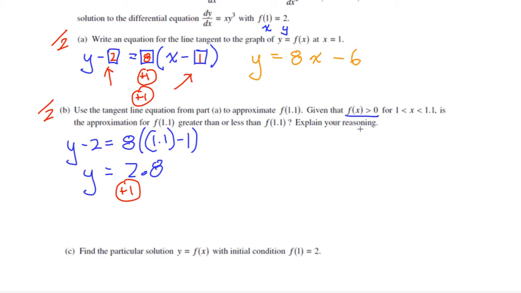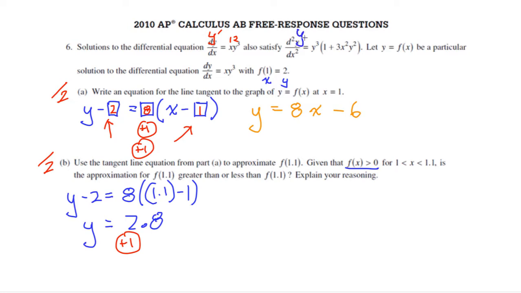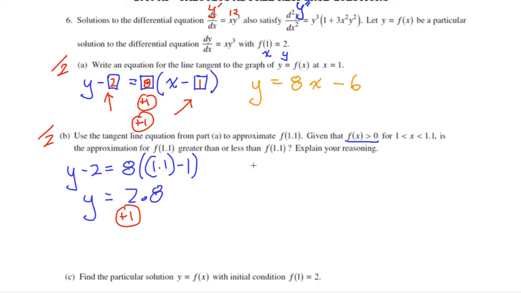But the thing that you need to check if it's an under approximation or an over approximation is what? Concavity. Concavity, exactly. And they give you the second derivative. They give you y double prime right here. So we have to check when we plug in 1, 2, when we plug in that value to this, is it positive or negative? Is it concave up or concave down? So let's go ahead and do that.